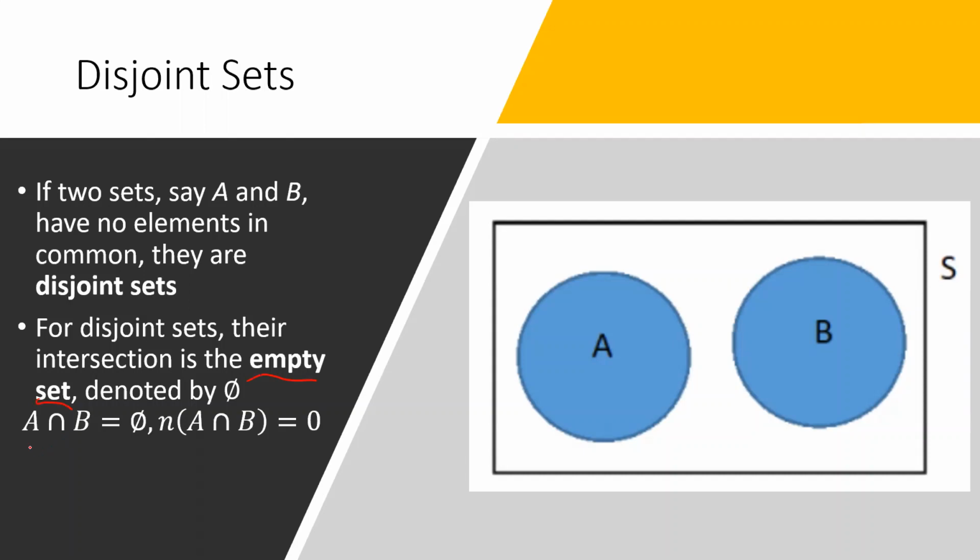And we write it 2 different ways. We can either say that the intersection of A and B is simply the empty set, and that's what this symbol means right here, empty set. It essentially means that there are no elements there. Or we can simply write that the number of elements in A intersection B is 0, because there's nothing there.